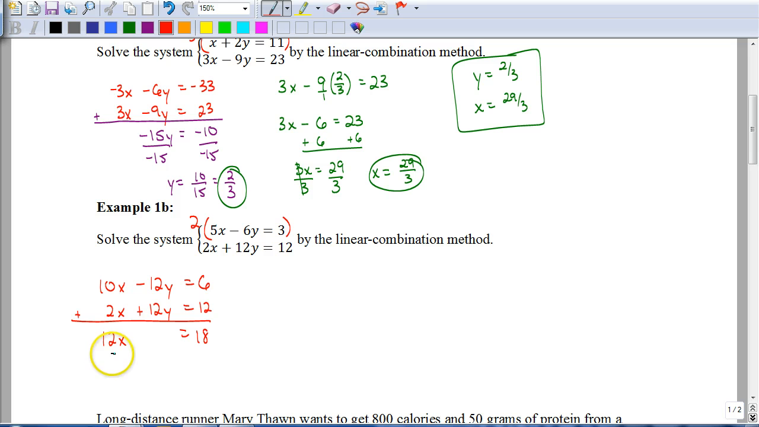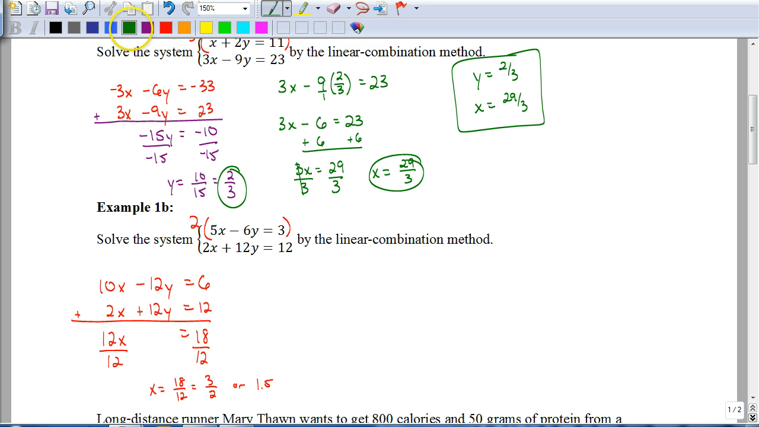Now when I divide both sides by 12, I get x equals 18/12, which reduces because 3 goes into there, and actually 6 goes into there, which would be a larger number. 6 goes into 18 3 times, and 6 goes into 12 2 times. Or you could write it as 1.5.